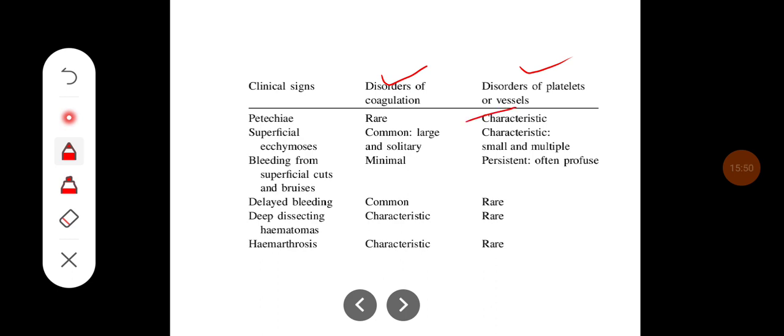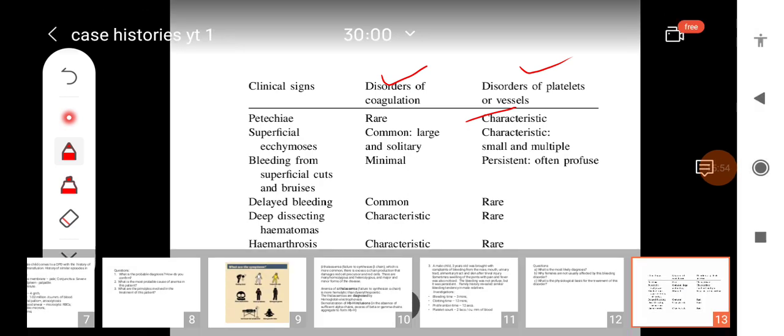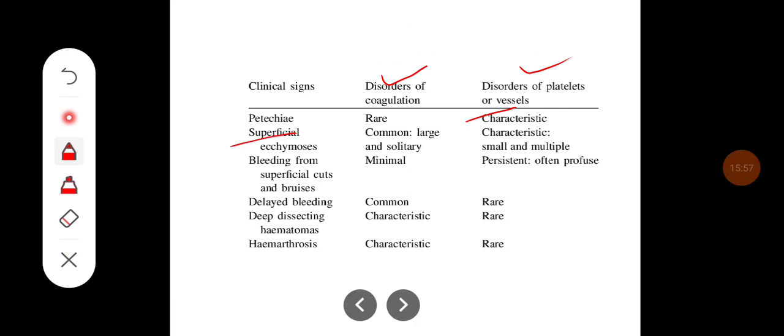Okay, so petechiae are very characteristic of the platelet disorder or vessel disorder, where superficial ecchymoses are seen in platelet disorders. The bleeding is minimal with disorders of coagulation, but it is persistent and profuse in platelet or vascular disorders. Okay, so delayed bleeding is common in disorders of coagulation, but it is rare in case of platelet disorders.